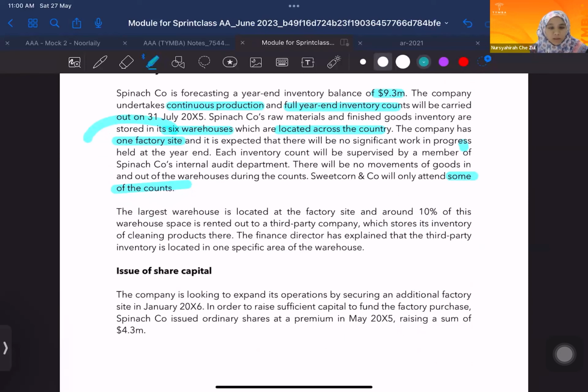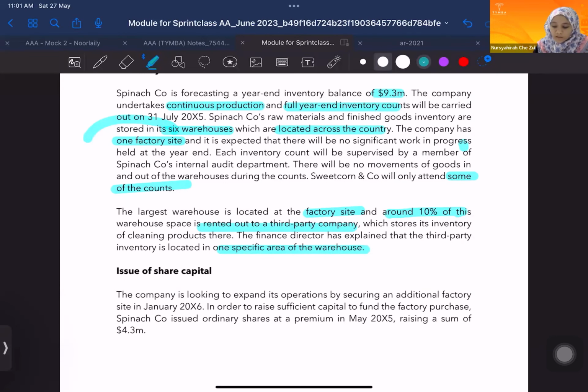Alright, the largest warehouse, second paragraph. The largest warehouse is located at the factory site, and around 10% of this warehouse space is rented out to a third-party company. So this is actually a hint that the examiner would like you to talk about inventory belonging to the third party, because some of the space is rented out, meaning that around that rented space there will be third party inventory. As auditor, we should make sure that those items are not counted as part of our client's inventory. The third party stores its inventory of cleaning products there. The finance director has explained that the third party inventory is located in one specific area of the warehouse.